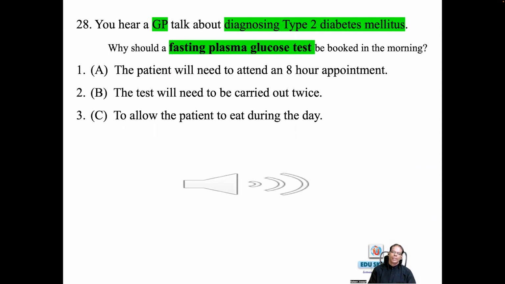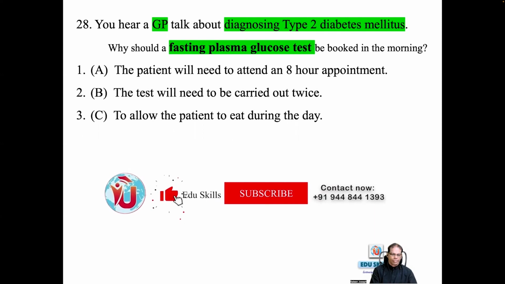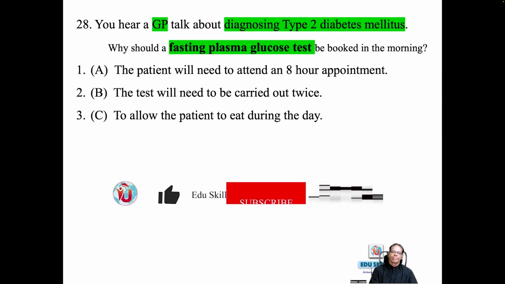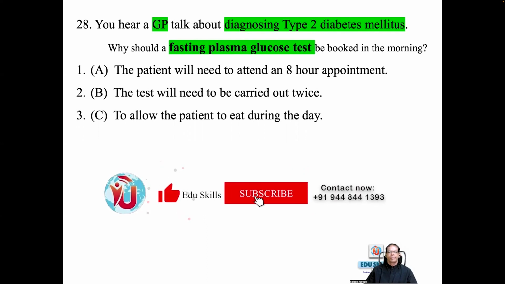Yeah, please read. And soon after that, Lilimol will play the audio. We'll go faster. You hear a GP talk about diagnosing type 2 diabetes mellitus. Why should a fasting plasma glucose test be booked in the morning? Option A, the patient will need to attend an 8-hour appointment. Option B, the test will need to be carried out twice. Option C, to allow the patient to eat during the day.